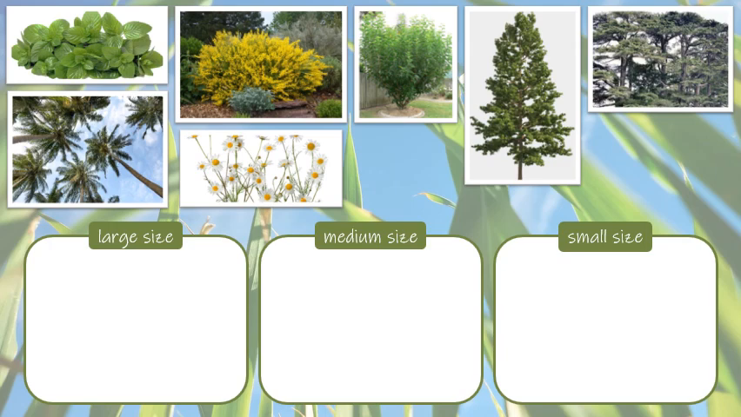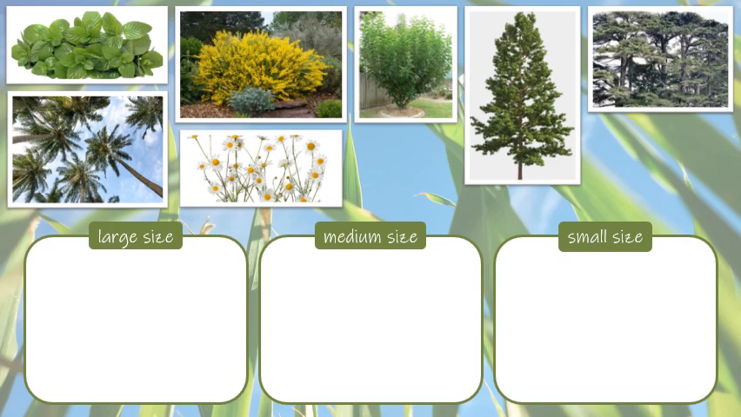What about starting the lesson with an easy activity? Will you help me do it? Let's see. We have 7 different kinds of plants. Look at the pictures. Look at the figures. We have 7 different pictures of different kinds of plants. And what we have to do is to classify them according to their size. Are they small? Are they medium? Or very large in size?